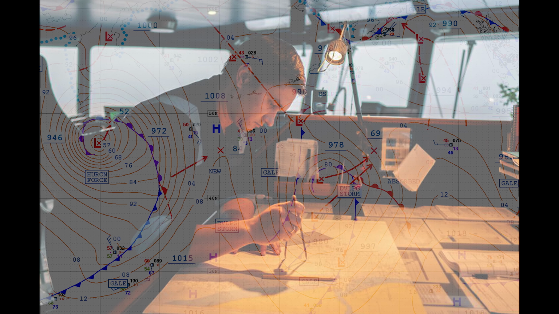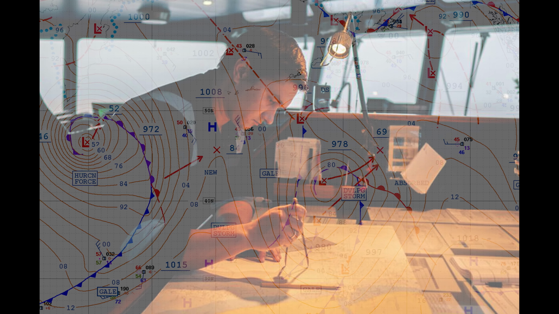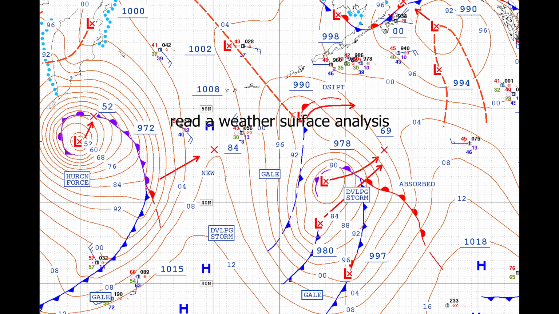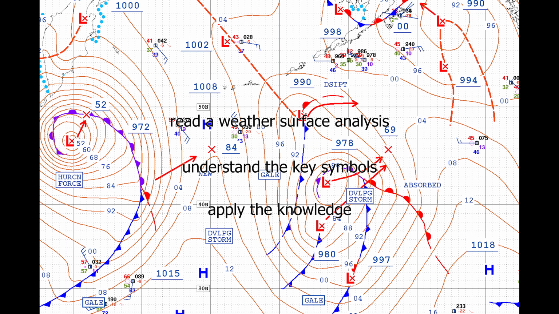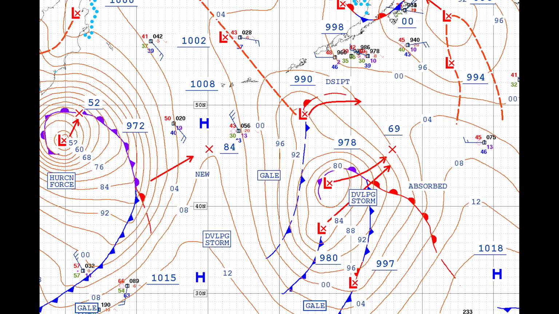For mariners, interpreting these charts is critical for route planning, avoiding severe weather, and ensuring safe voyages. In this video, we'll break down how to read a weather surface analysis, understand key symbols, and apply this knowledge at sea. Stay on course. Let's dive into weather surface analysis.